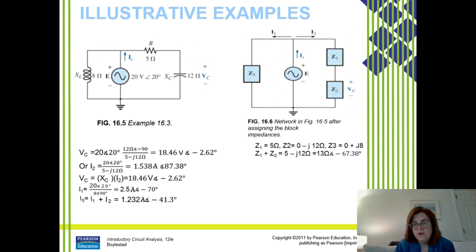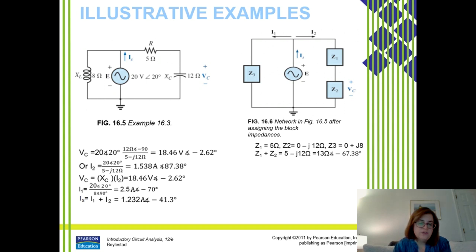So if we want VC, we take Z2 and put that on the top. Z2 was negative 12J, or 12 at negative 90, same thing. And on the bottom will be the total impedance of our divider circuit, which is Z1 plus Z2, 5 minus 12J. So this gives us 18.46 volts at an angle of negative 2.62 degrees.